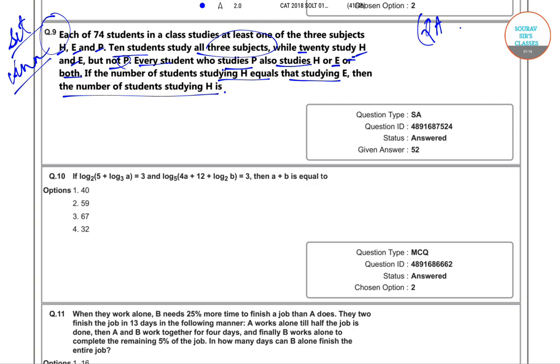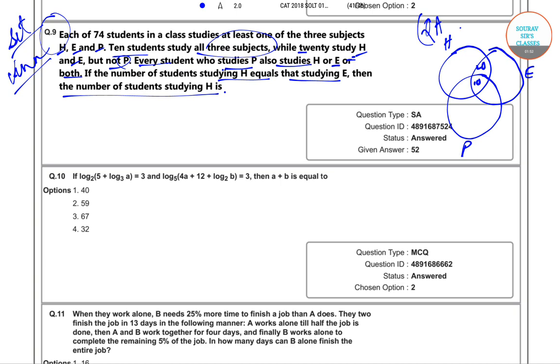So for that we'll draw a Venn diagram. This is the set H, this is the set E, and this is the set P. Now it has been said that 10 students study all the 3 subjects. So we have 10 students over here. Now 20 students study H and E but not P. So 20 is over here.